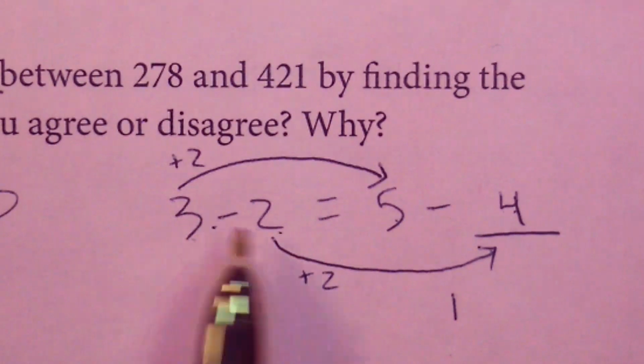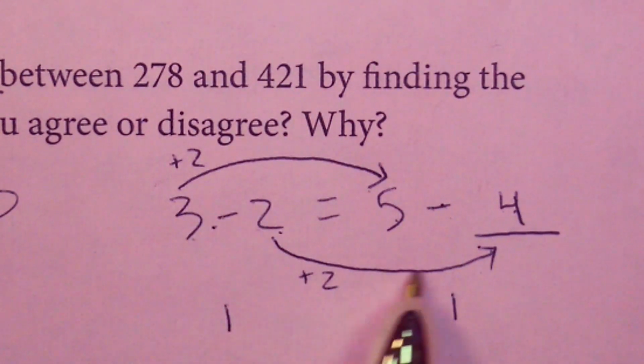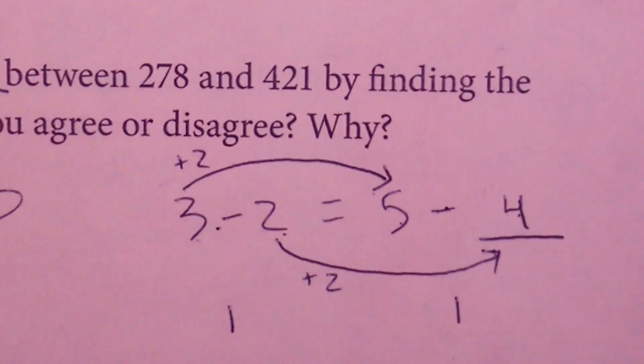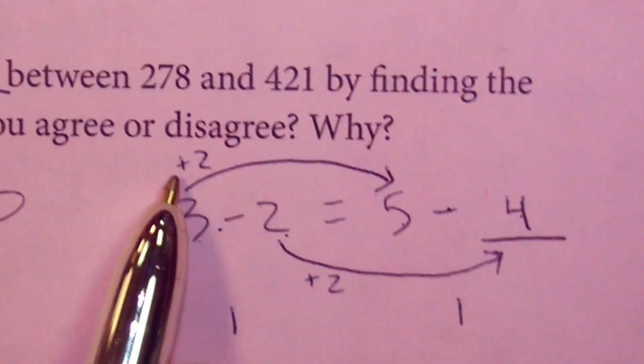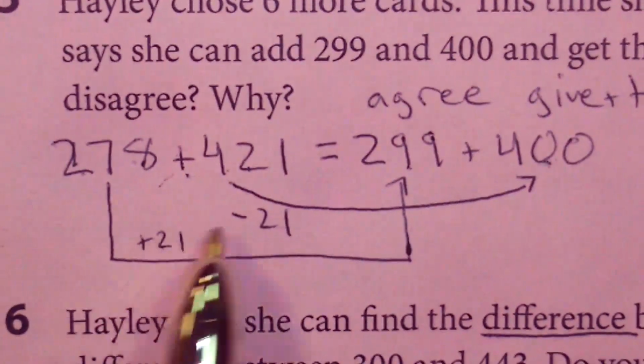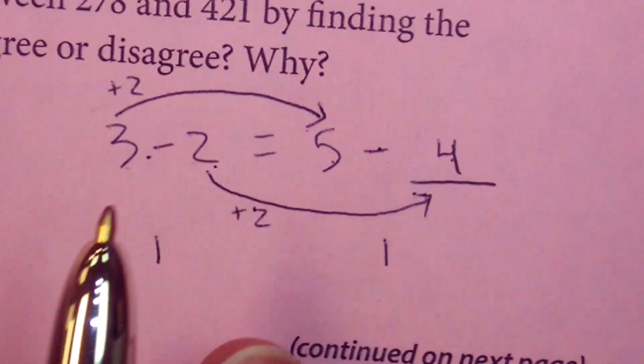So if you're working with subtraction, if you add to one, you add to the other. Likewise, if you were to take away from one, you'd have to take away from the other. So addition problems use give and take, where you have to add and subtract to both numbers. But if you're subtracting, you have to use give or take.